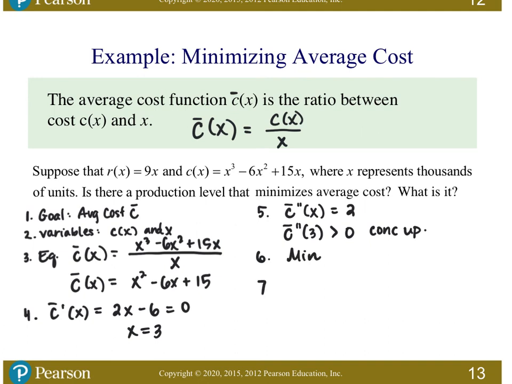And so have we answered the question? Is there a production level? Yes, the production level is 3, but remember that 3 is representing 3,000. Okay. So the minimum average cost occurs at 3,000 units.